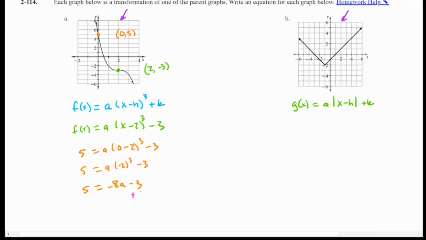So adding 3 to both sides, and my a value is just negative 1. So you could choose any point on the graph, right? I could have technically chosen like (1, negative 2), or anything that crosses and uses a whole number would be helpful. But either way, I would get the same a value, and then I'm just going to plug it back in for my final equation, and I'll say f of x equals negative 1 times (x minus 2) cubed minus 3.